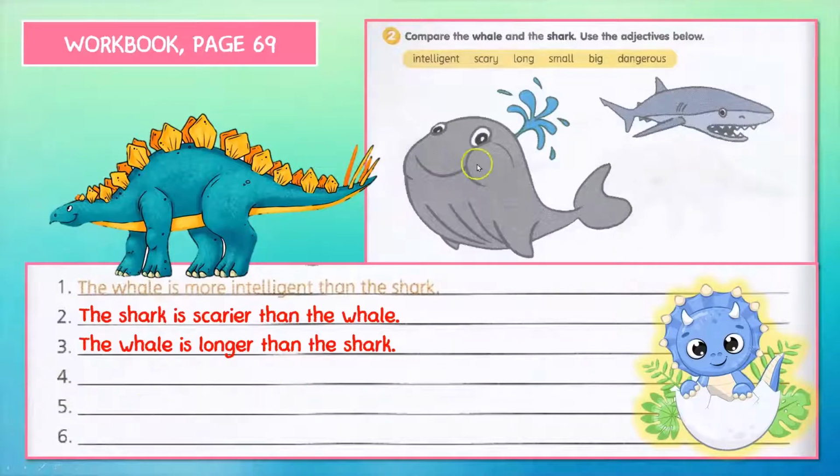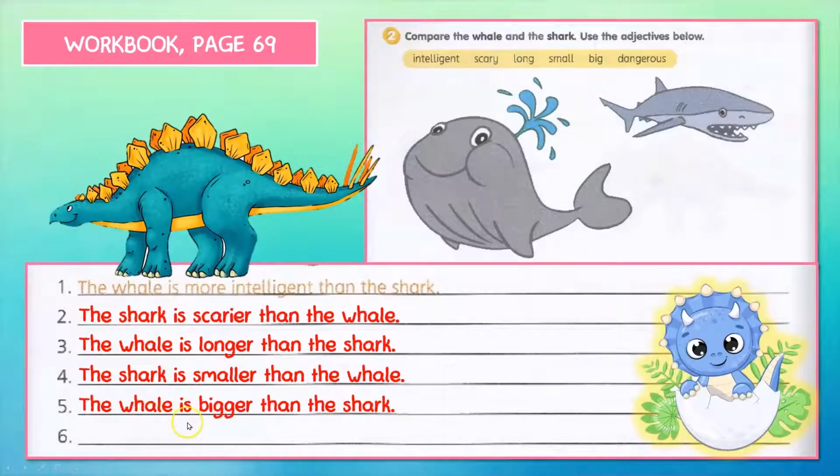For number 4, for the word small. The shark is smaller than the whale. And number 5, we use the word big. The whale is bigger than the shark. And number 6, for the word dangerous, it will be the shark is more dangerous than the whale.